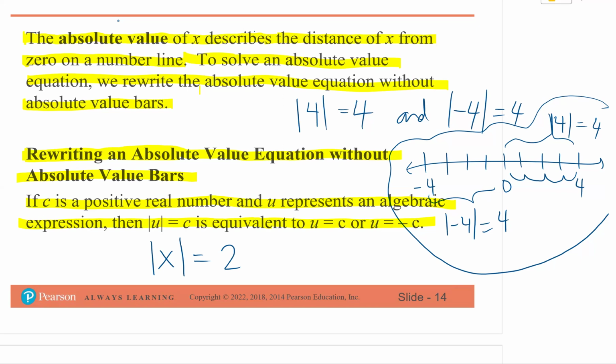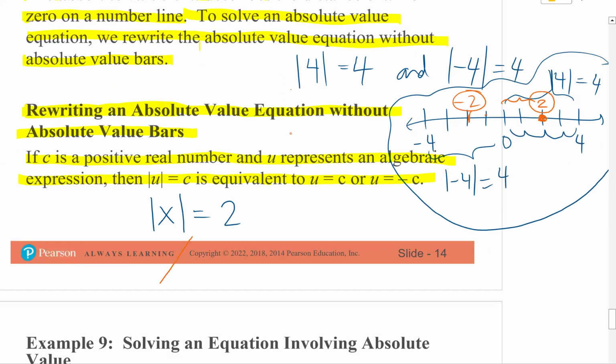Or in other words, its distance from 0 on the number line is 2. Who on the number line has distance 2 away from 0? Well, there's only two guys. The guy on the right side of 0, that's 2 units away, and the guy on the left side of 0, that's 2 units away. 2 and negative 2. So that's kind of the idea.